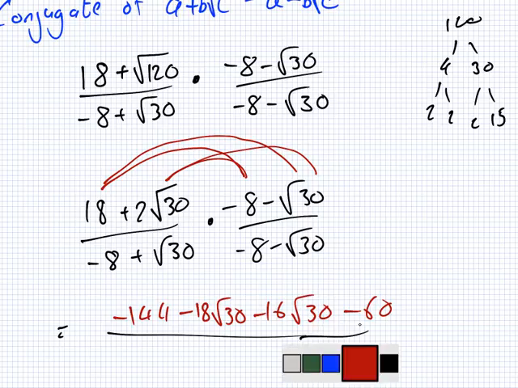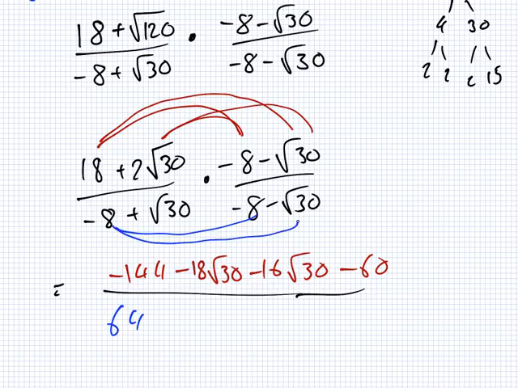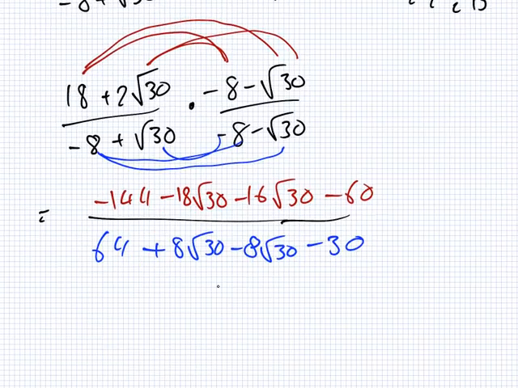Now something interesting happens in the bottom. So minus 8 by minus 8 is 64. Minus 8 there is plus 8 root 30. That one will be minus 8 root 30. And finally, it becomes minus 30. Any factors of the top and we cancel them. We can, yeah. What happens here?